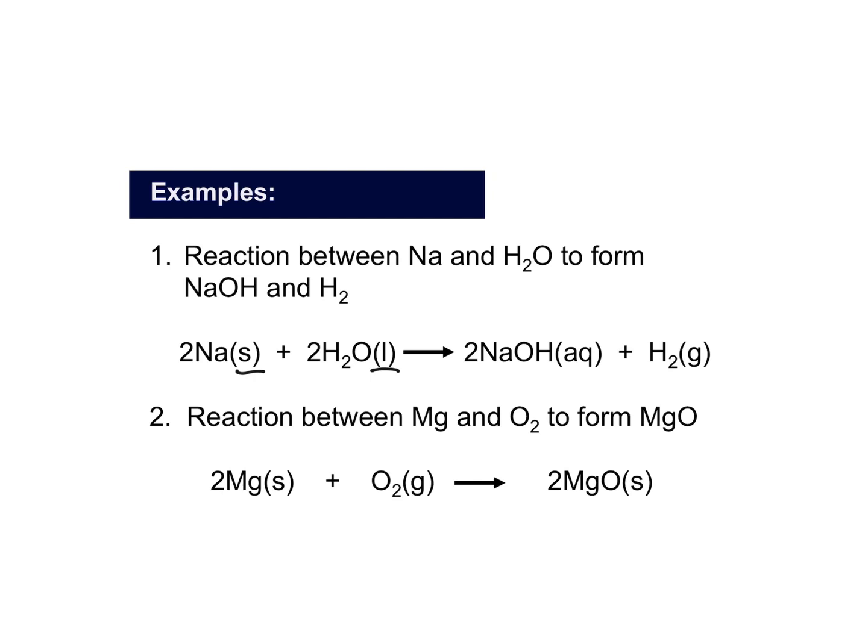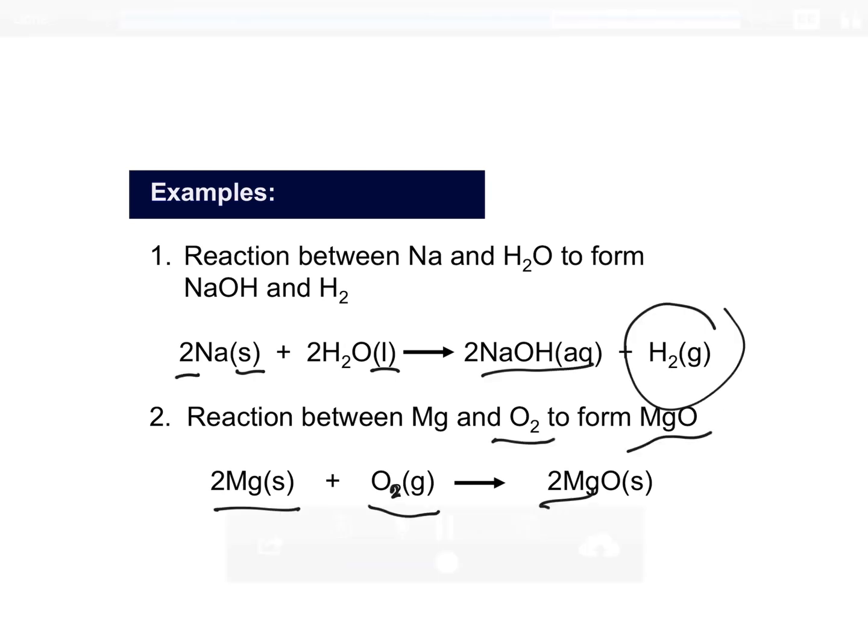Another example is the reaction between magnesium and oxygen in order for you to form magnesium oxide. So there you need 2 moles of solid magnesium, and then of course oxygen in a gaseous form. It will react 2 moles of magnesium and 1 mole of diatomic oxygen, giving magnesium oxide, which is a solid.